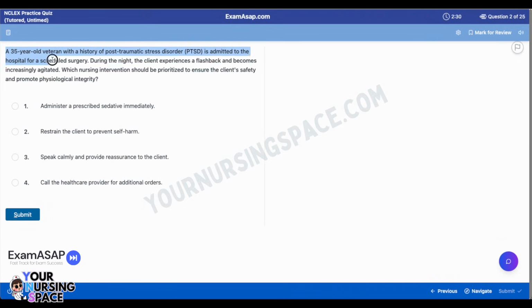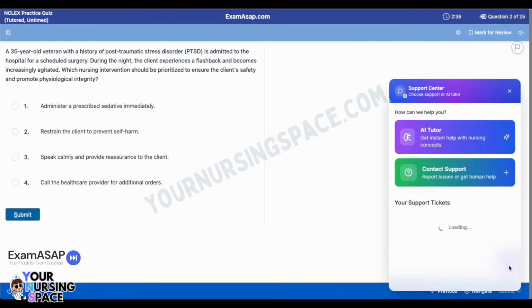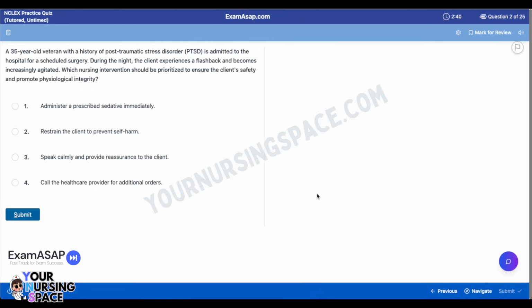A 35-year-old veteran with a history of post-traumatic stress disorder, PTSD, is admitted to the hospital for a scheduled surgery. During the night, the client experiences a flashback and becomes increasingly agitated. Which nursing intervention should be prioritized to ensure the client's safety and promote physiological integrity?